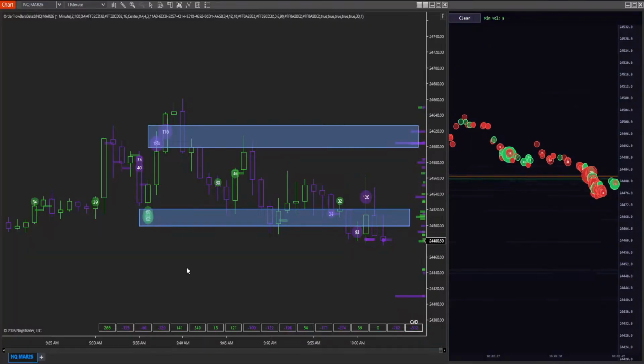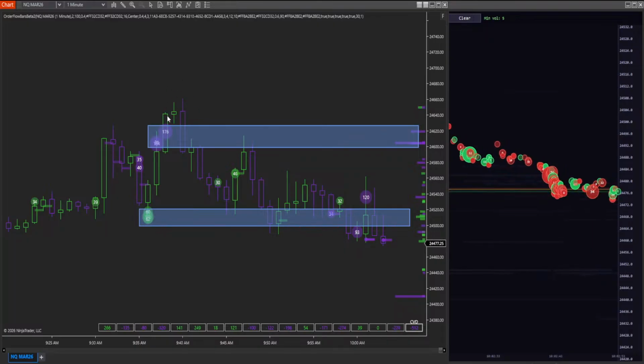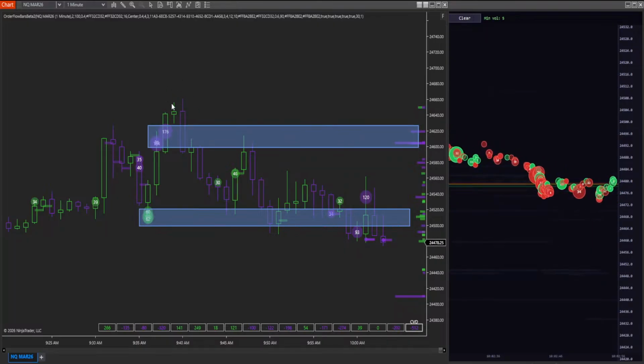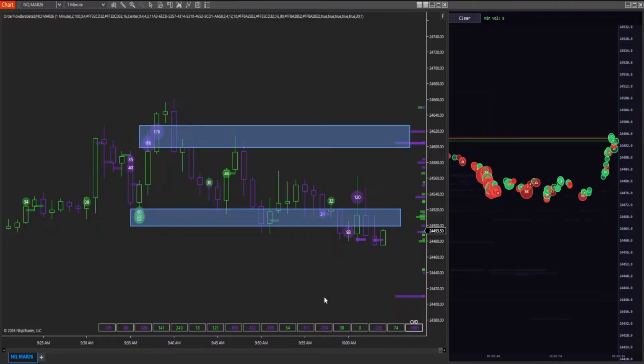We might get some runners, which I tried right here. I tried up in here to get that runner, and it only gave me $40 because it came back down and said, "Nope, I'm wrong. You're wrong. You're wrong. I want to go down." So that's just kind of what you have to look at.